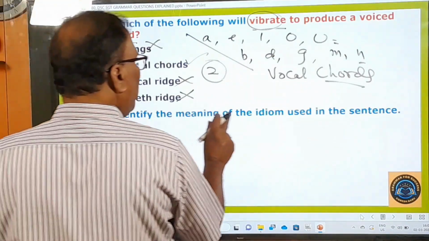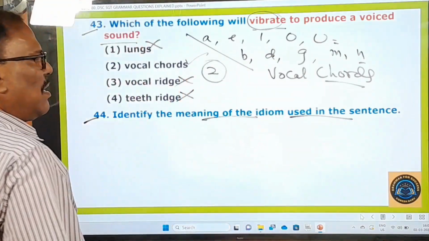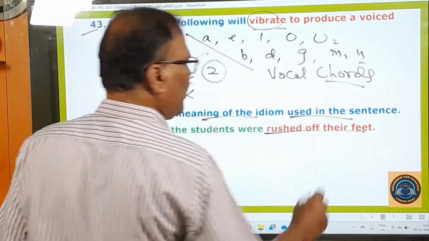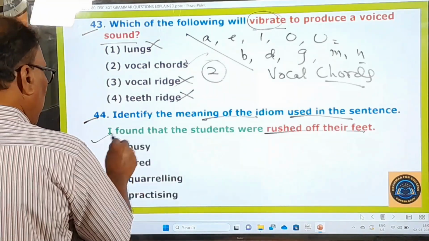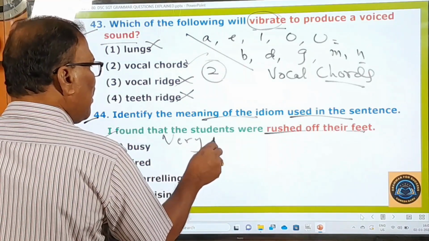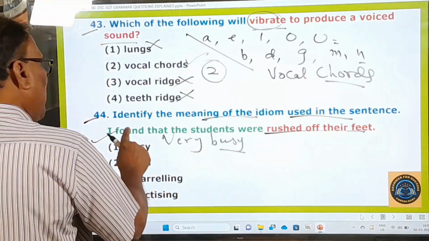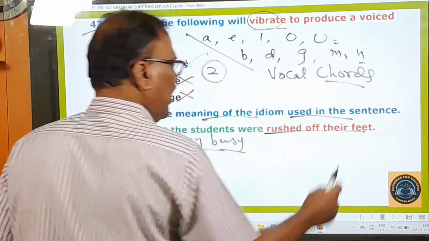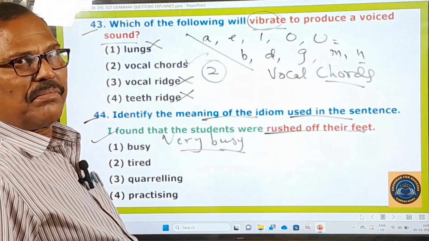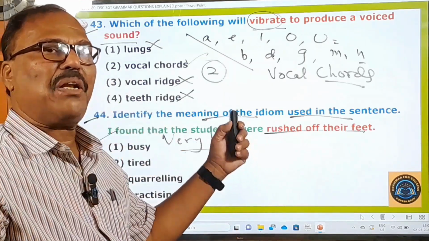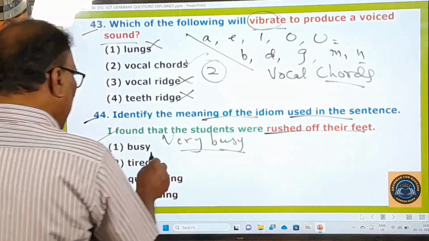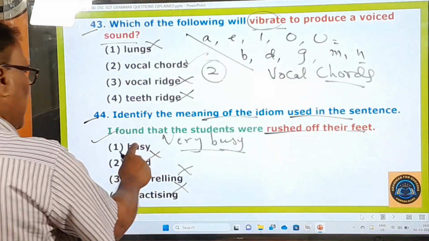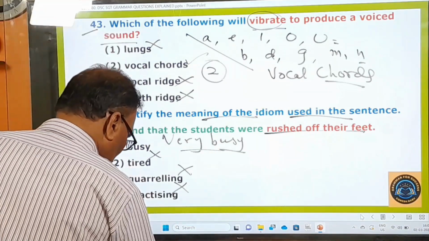44th question. Identify the meaning of the idiom used in the sentence. Here you pay attention. I found that the students were rushed off their feet. Rushed off their feet means very busy. That is the meaning of this. I found that the students were very busy. Instead of saying very busy, you can say rushed off their feet. It's an idiom. Idiom will have a different and special meaning. And here, very busy. So, tired is not correct. Quarreling is not correct. Practicing is not correct. Only very busy is correct. And now let's move on to other questions.